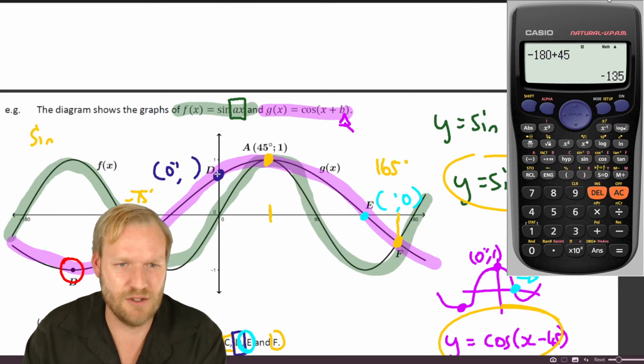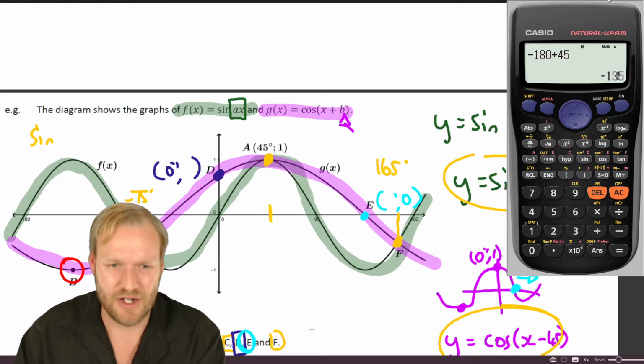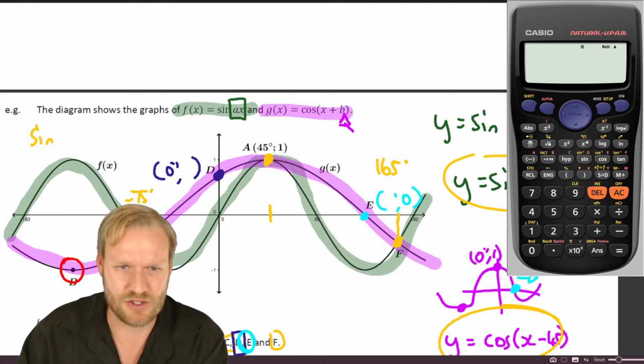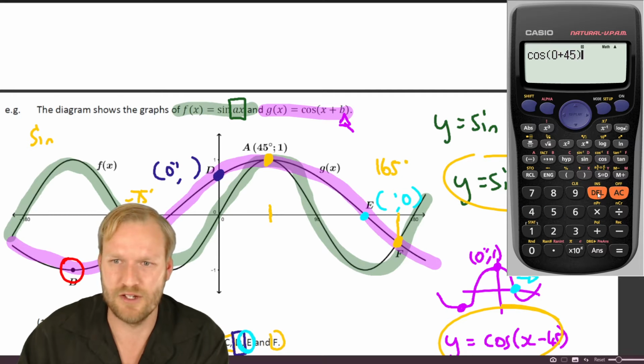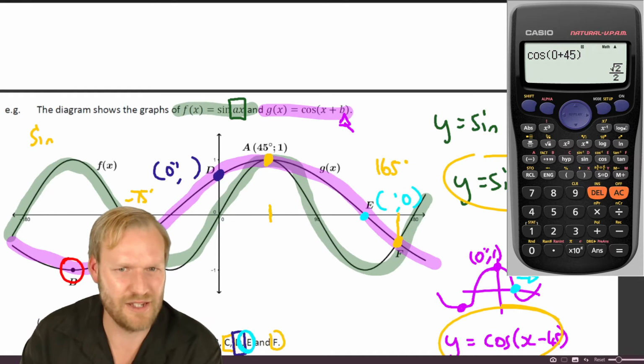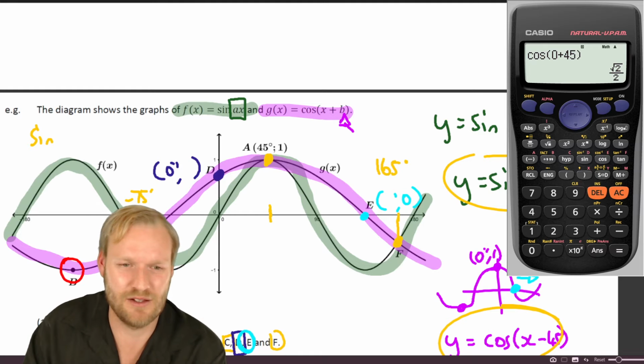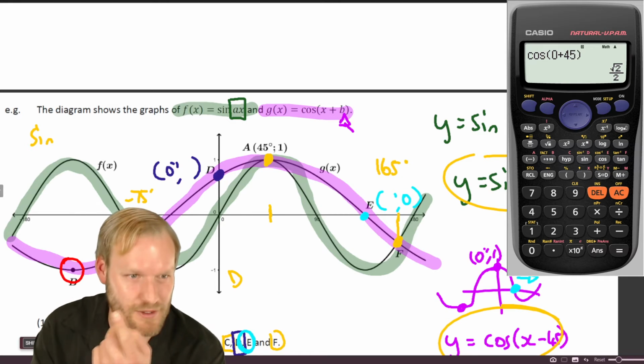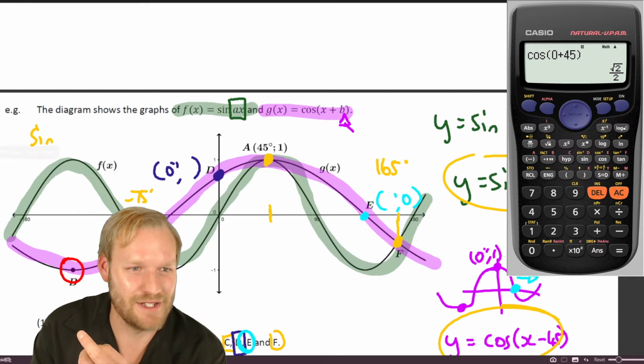For point D, well, that's 0. So I think the easiest way to do here is just to go, well, it's on the cos graph. So I'm just going to sub in 0 plus 45 and get root 2 over 2, 0.7. Again, you don't need the calculator for this because you could have gone, okay, well, it's cos, we're working out point D over here.